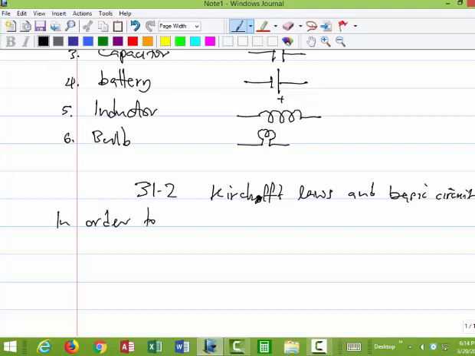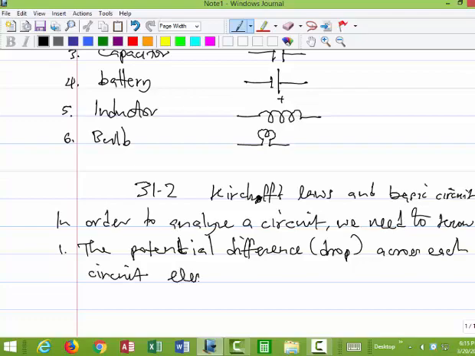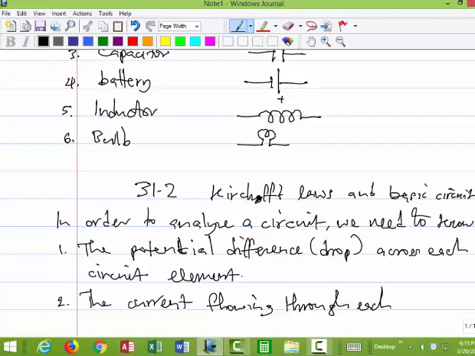So we'll say in order to analyze a circuit, we need to know, one, the potential drop or difference. Potential difference is also called potential drop. Circuit elements are the same as circuit components, and then we'll need to know the current flowing through each element of the circuit.